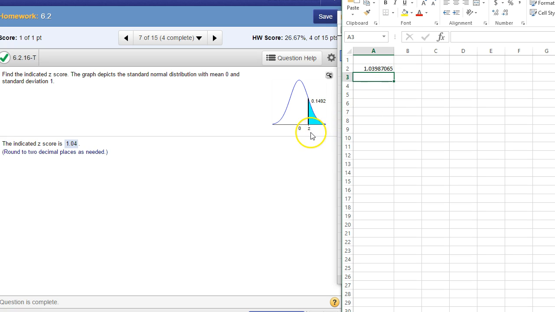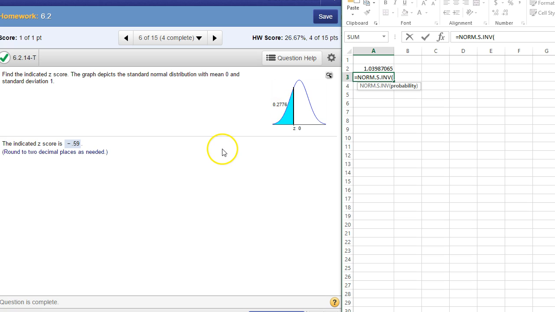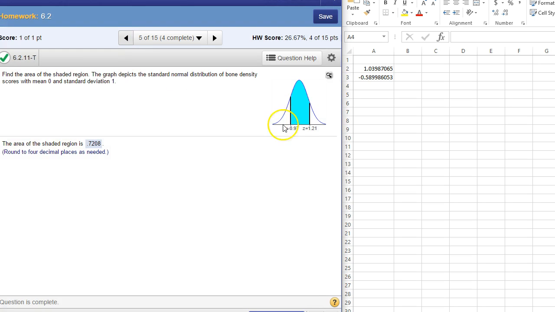and it'll spit out that z-score. If it was an area to the left, like the previous one, we would type in equals NORM.S.INV. The probability this time is just 0.2776. We don't have to do 1 minus because it is to the left, and then just enter. There's that number. So it can handle those types of problems. It's not nearly as good for these when they're giving you the z's.